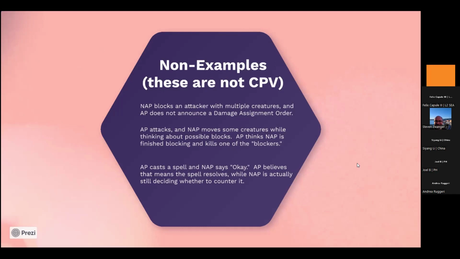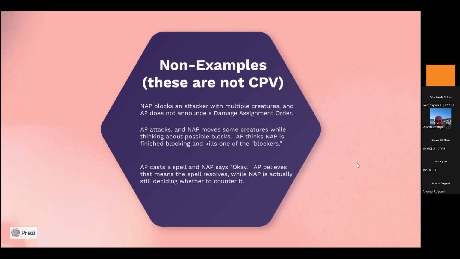It's just bad communication. And the third example is the active player casts a spell. The non-active player says, okay. And the active player interprets this as meaning that the spell resolves. The non-active player actually means, I acknowledge that you have cast the spell and I'm thinking about whether I want to counter it. So again, the players have communicated poorly. They're not on the same page. They don't have a common shared understanding of what the meaning of the word okay is, but this is not a CPV.